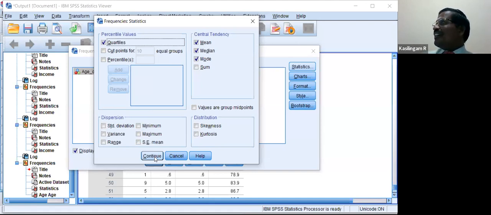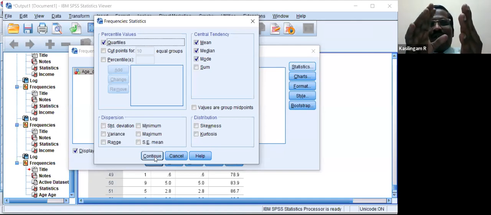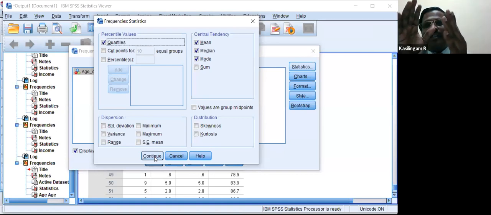75 is the third quartile. So 25, 50, 75. 25 is the first quartile, 50 is the second quartile, 75 is the third quartile.